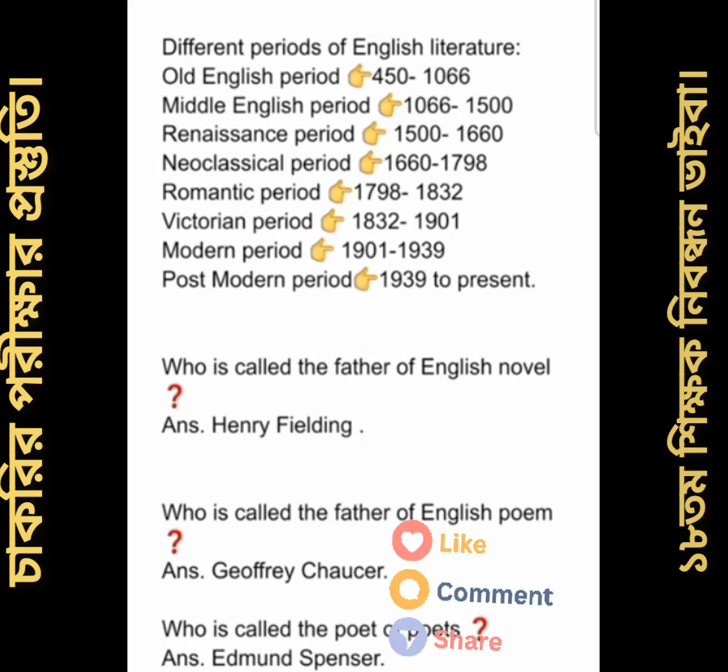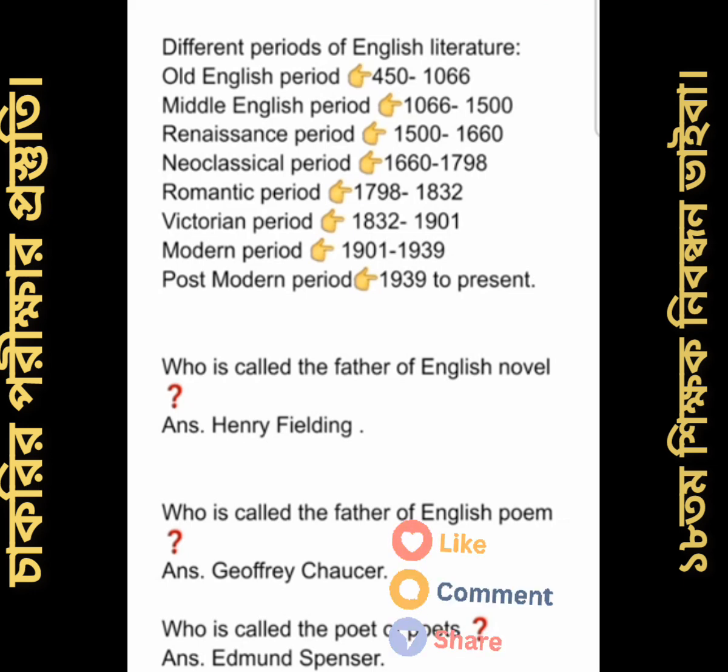Different periods of English literature are most important for Viva. Old English period is 450 to 1066. Middle English period is 1066 to 1500. Renaissance period is the most important period. You have to keep a clear concept about all the periods of English literature. It is very important for Viva. Mainly Renaissance period, Romantic period, Victorian period, modern period are most important.